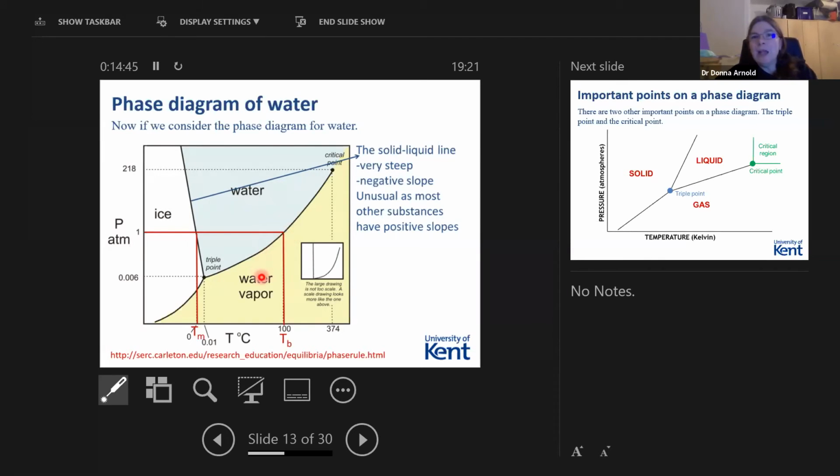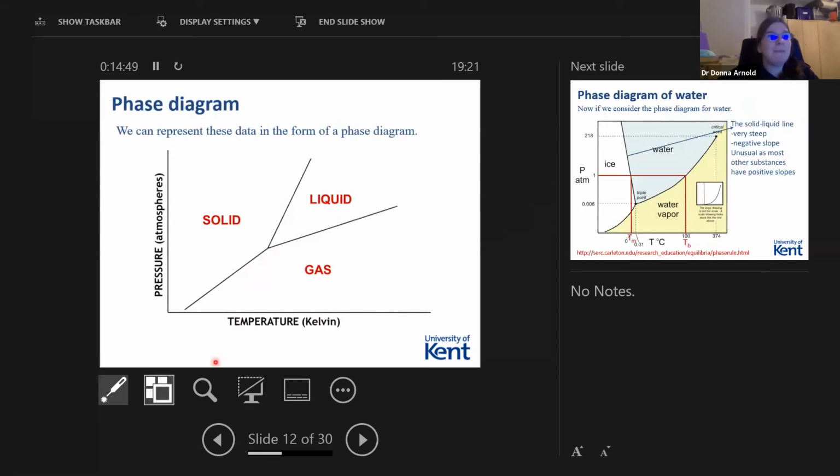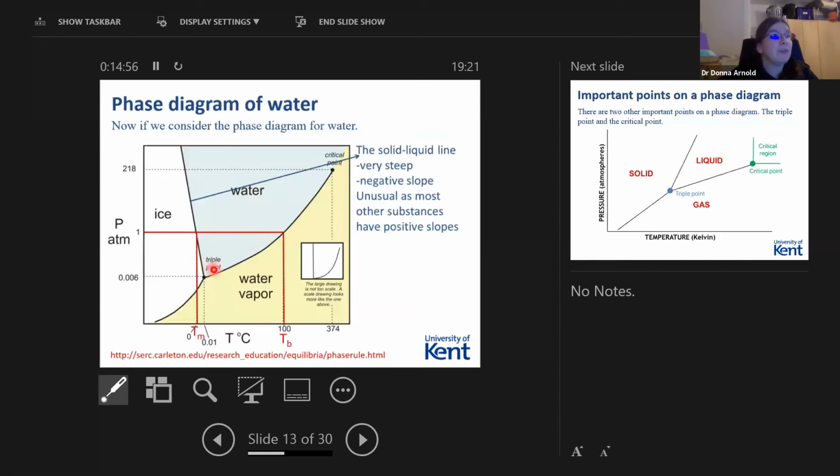So the eagle-eyed among you will see, if I just flick back, this diagram has this solid-liquid line going this way. However, the water one has it going this way. So why is that? Water's very unusual. Most materials have positive slopes, but water actually has a negative slope.